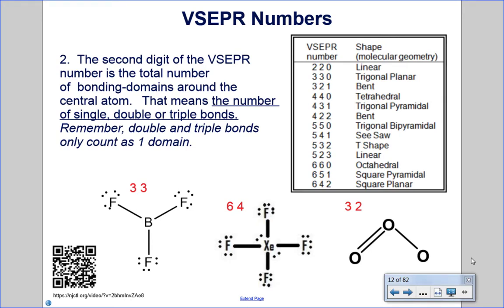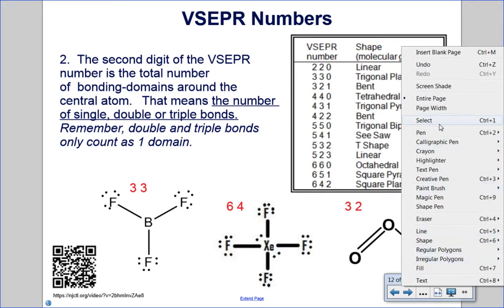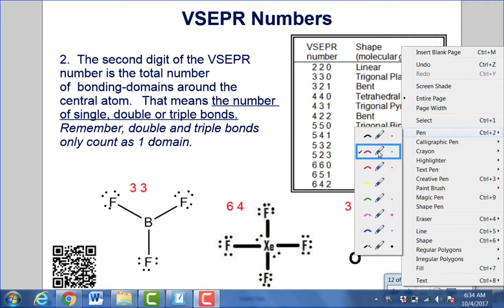VSEPR numbers. The second digit of the VSEPR number is the total number of bonds around the central atom. This means the number of single, double, or triple bonds. Remember, double and triple bonds only count as one domain. So, we did the first number before. Now let's look at the second number, which is just the number of bonds.